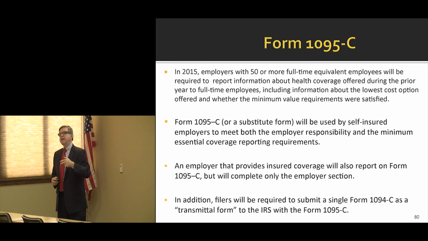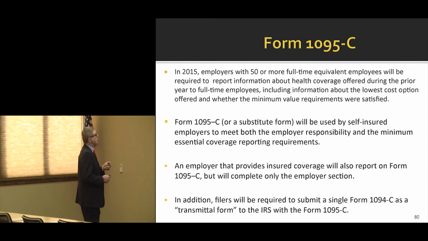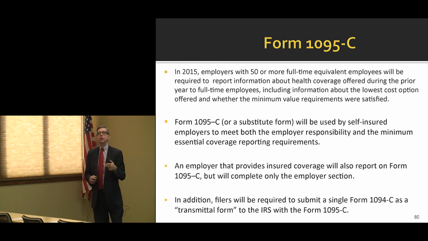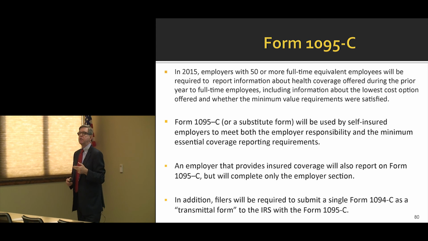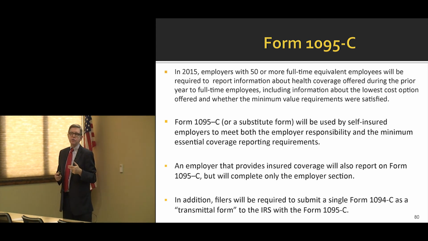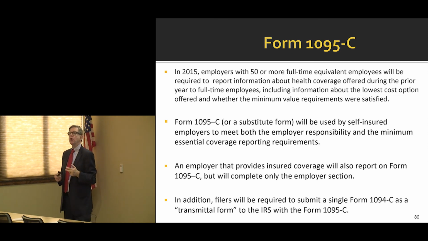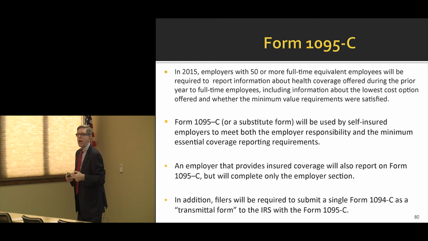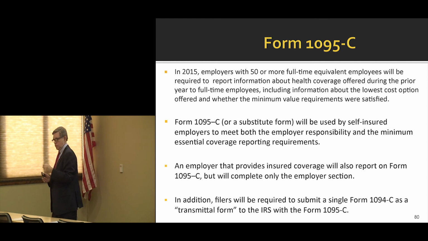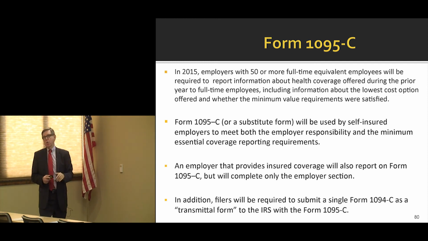The 1095C is extremely complicated, and it's going to be due for 2015, filed in 2016. So what you're reporting basically is what coverage you offer to your employees in 2015. And the IRS will take that information, if you're 50 or more, and determine whether you're going to be liable for an employer mandate penalty, and they will also determine if the employees are going to be eligible for any credits or subsidies. That's the purpose behind this form.